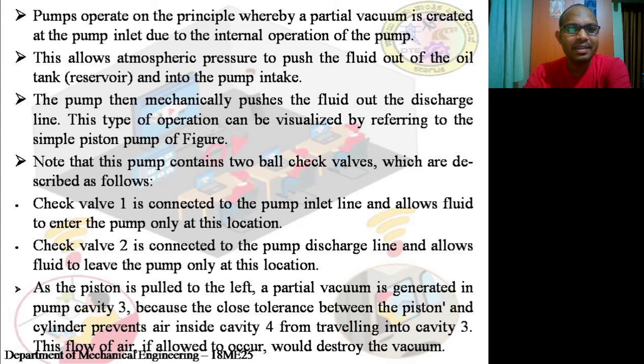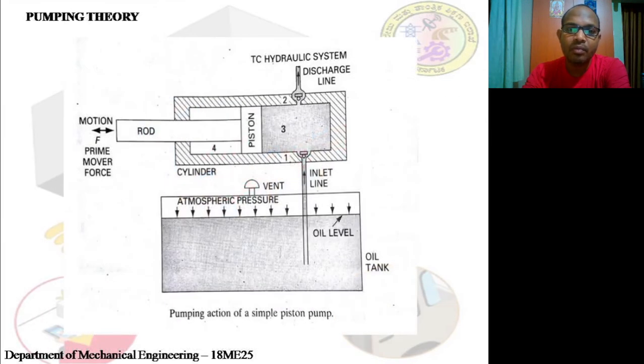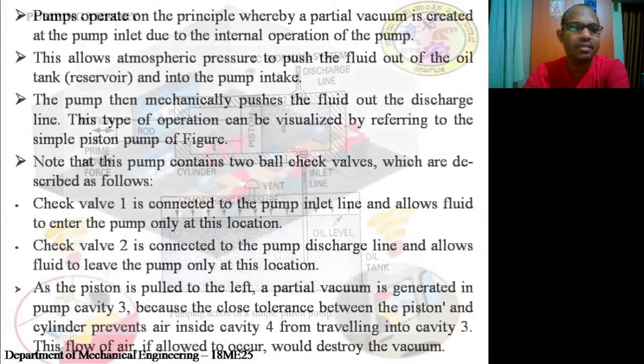Now the pump mechanically pushes. Check valve 1 is connected to the pump inlet line and allows the fluid to enter through the pump only at this location, and this check valve 1 will not allow the fluid to go back to the oil tank. It is only one way. Now here, check valve 2 will allow only the oil to go to this discharge line and it will not allow it to come back. So that is the use of this check valve.